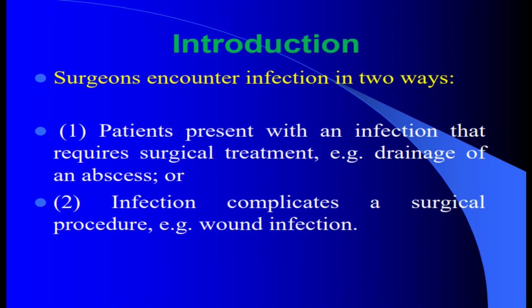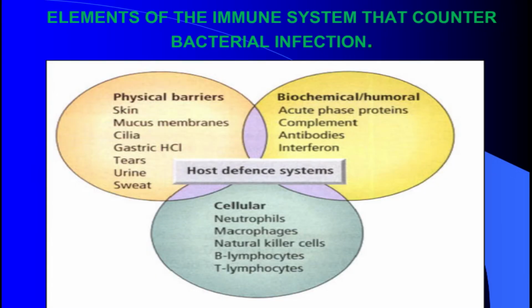So these are the host defense mechanisms which prevent any individual from contracting any infection. There are physical barriers, biochemical and humoral factors, and cellular factors. The physical barriers are the skin, the mucous membrane, the cilia, the gastric hydrochloric acid, the tears, the urine, the sweat from the sweat glands, and acute phase proteins, the complement fixation system, antibodies and interferons. And the cellular factors are the neutrophils, the macrophages, the natural killer cells, B lymphocytes, and T lymphocytes. These are the normal host defense system.